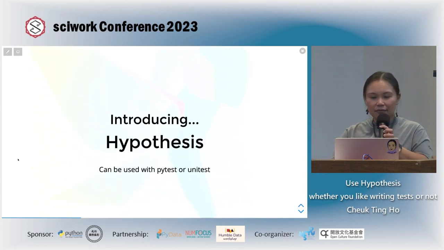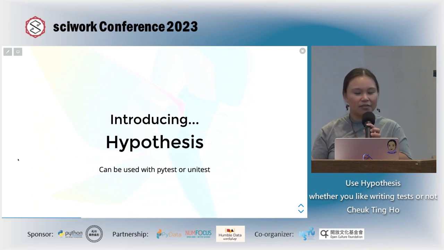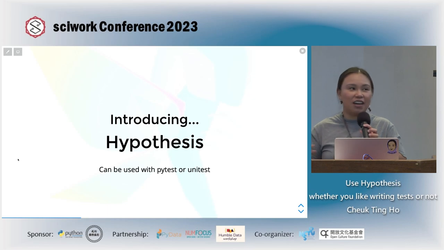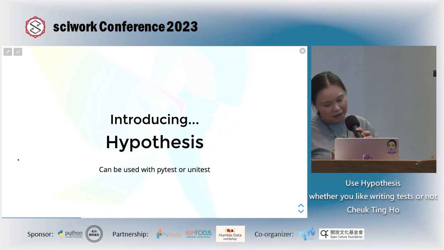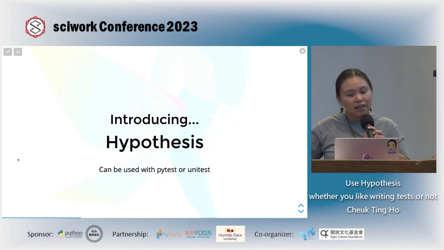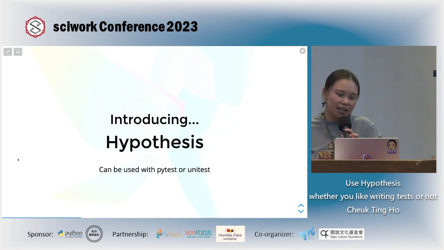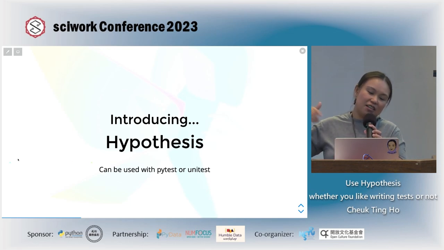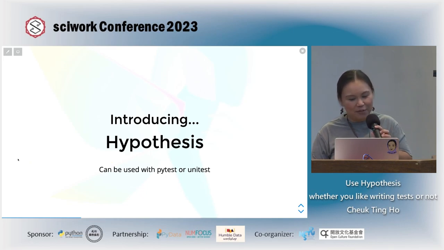So Hypothesis, I've already introduced a few times. Hypothesis is a Python library that you can install and use. It provides a lot of tools that you can use together with your test tool, for example PyTest or unittest. You can't use Hypothesis by itself to test something; you have to use it with a test tool. I use it a lot with PyTest. So it's an extra tool, like those extra things you plug in to help you write tests better.